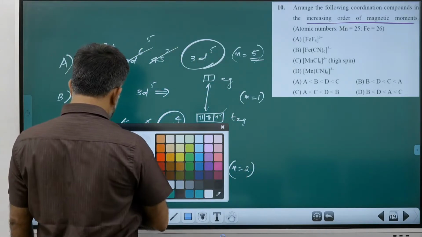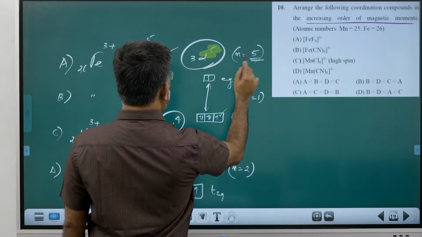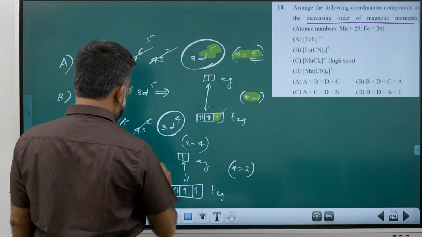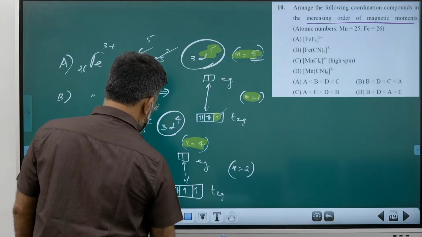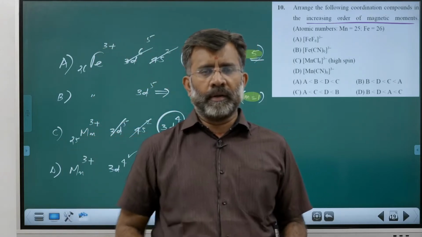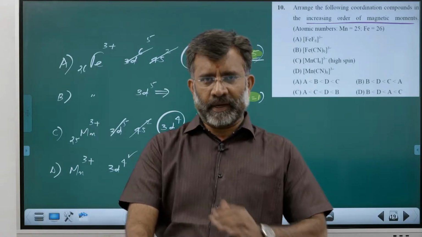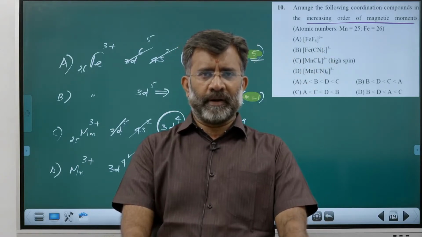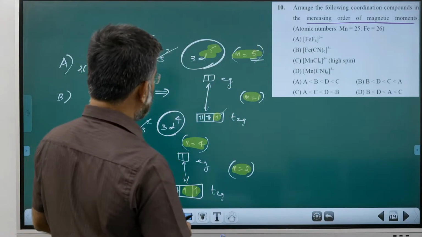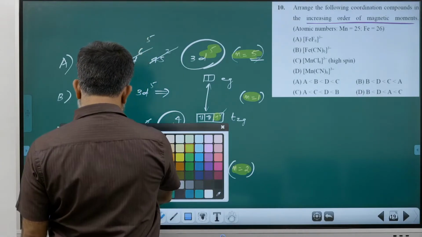So let's have a look at the number of unpaired electrons present. Here we have 5 unpaired electrons, here we have 1 unpaired electron, here we have 4 unpaired electrons, and here we have 2 unpaired electrons. The number of unpaired electrons gives you the idea regarding the order of magnetic moment. Greater the number of unpaired electrons, greater will be the magnetic moment. So which one will be the answer? A should be maximum, isn't it?